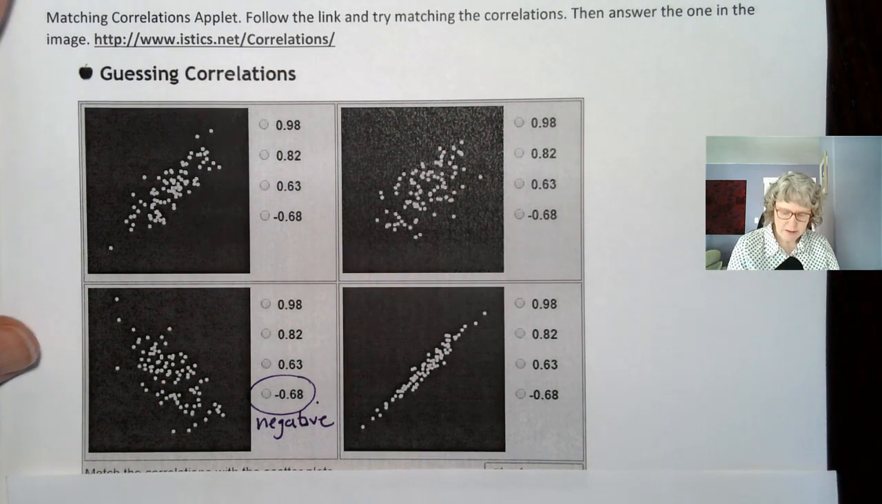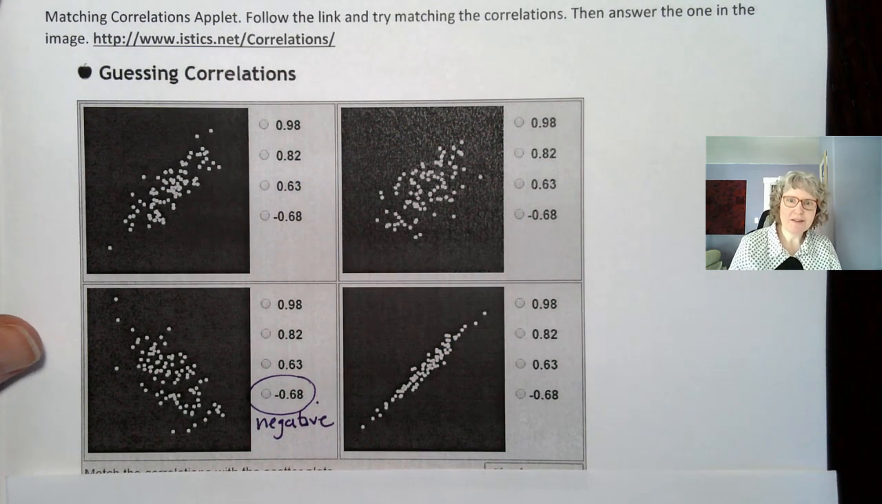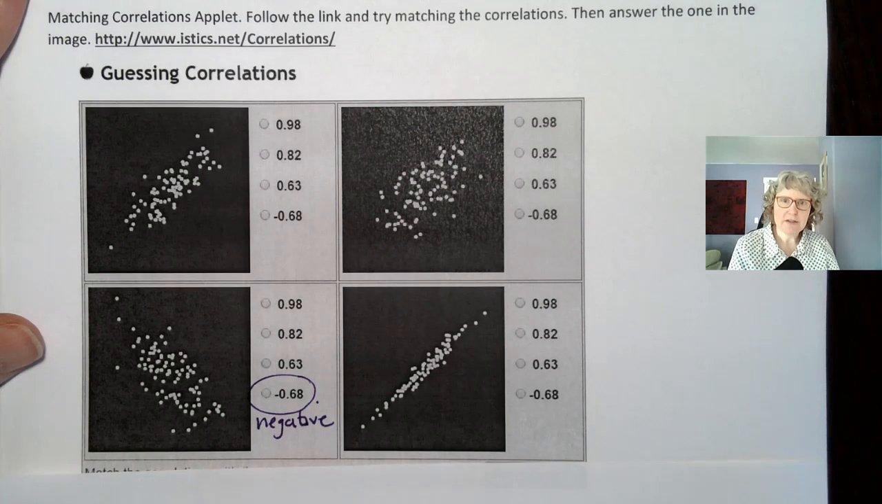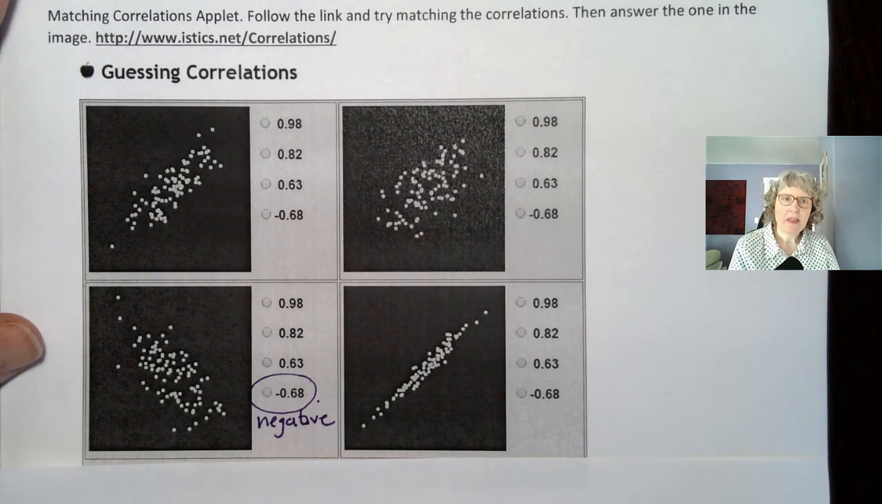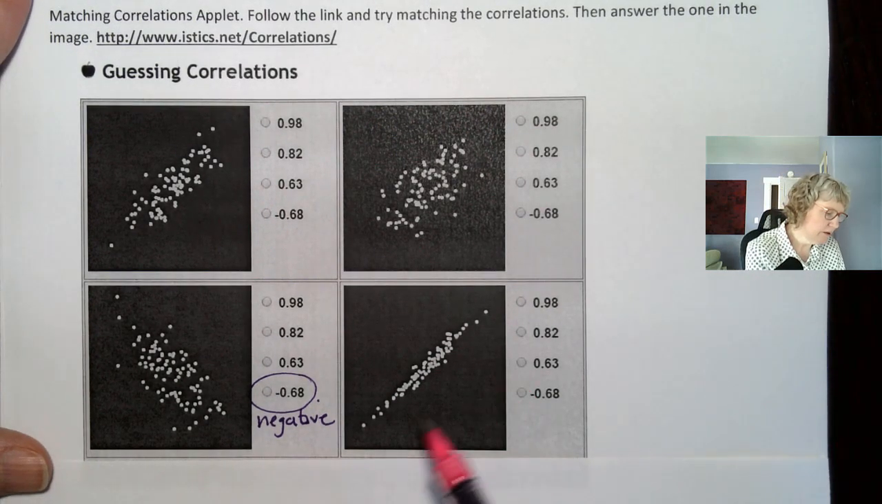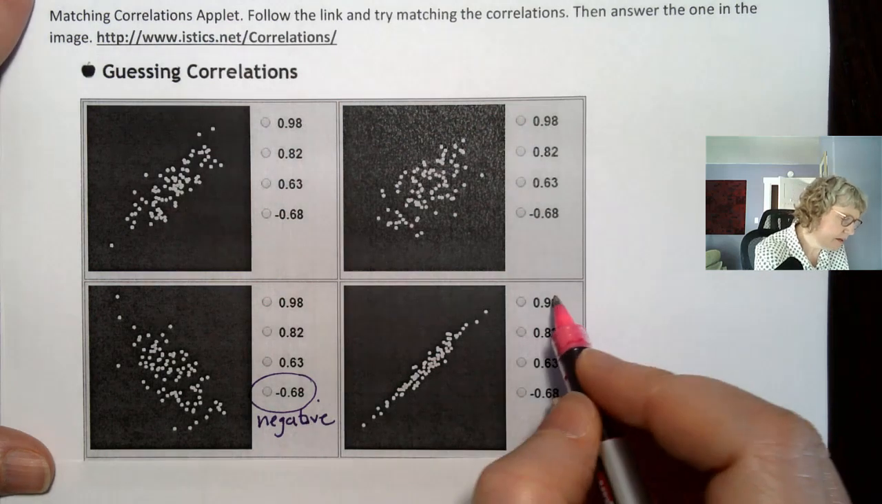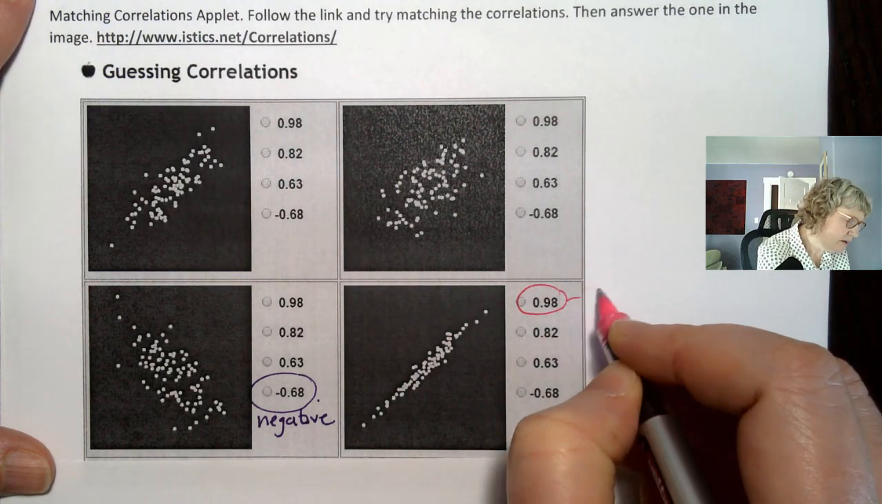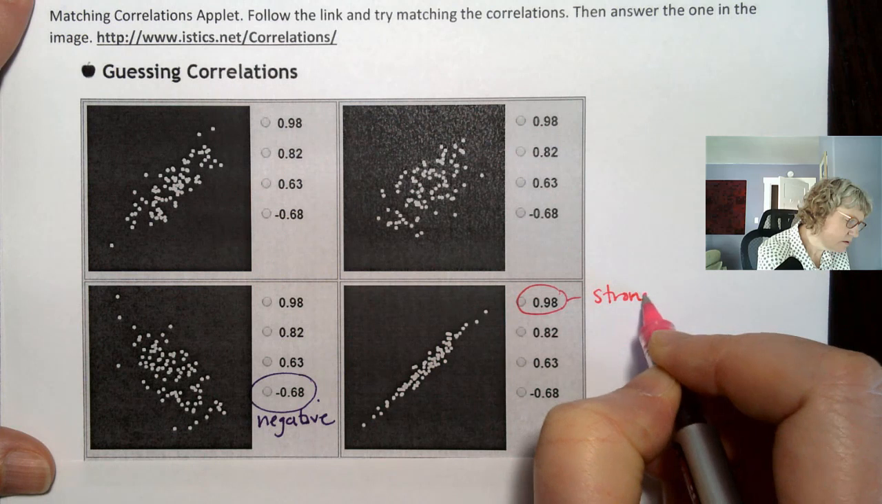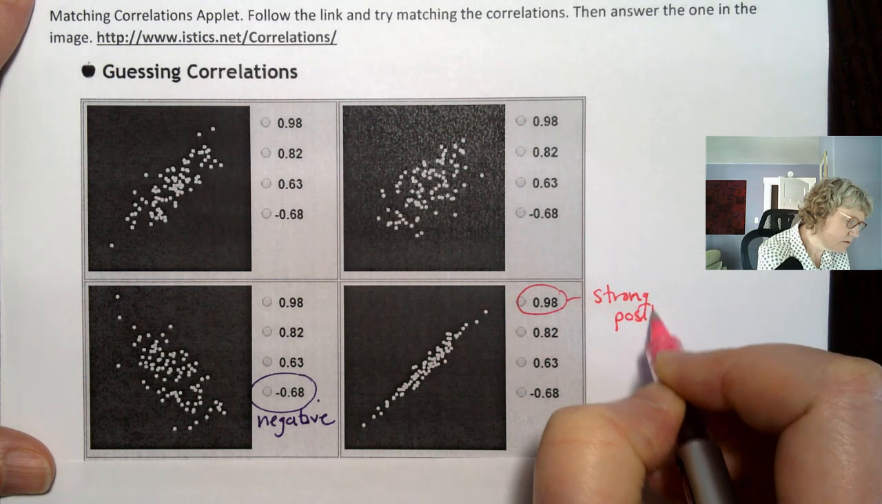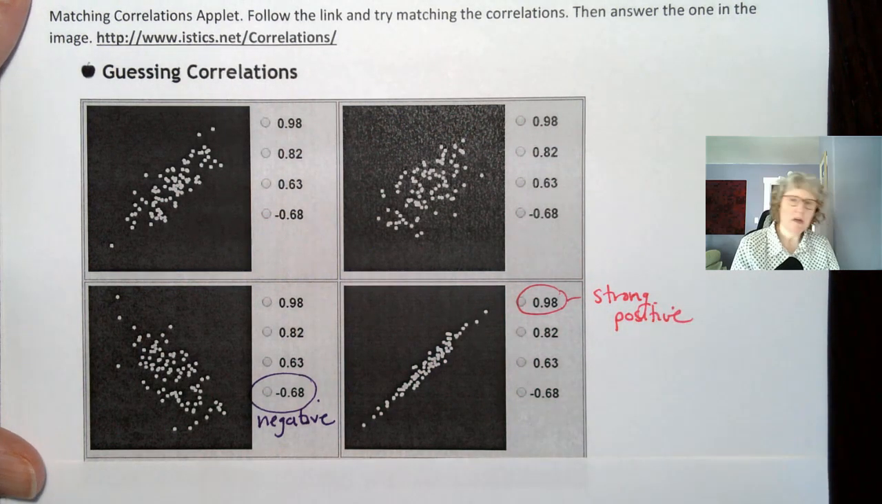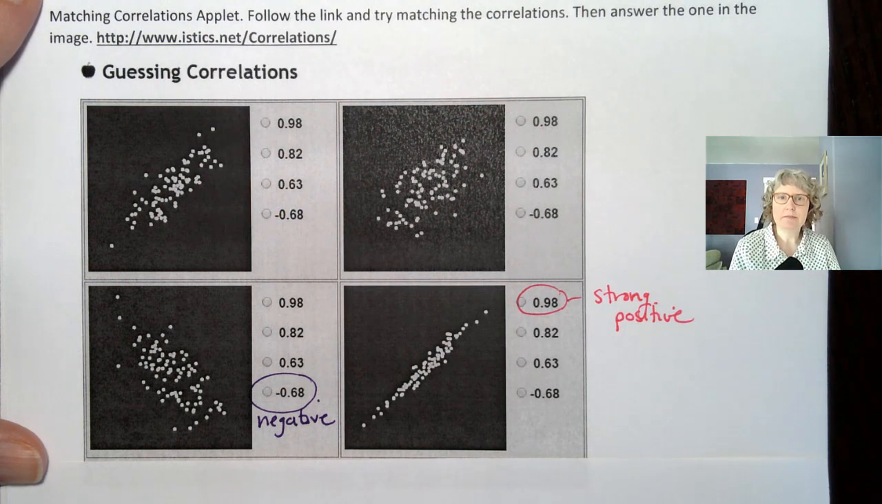Okay, now we've got to decide between the 3 positive ones. Which one looks the strongest to you? Okay, if you said the lower right, I agree. That one looks the strongest. So this is a strong positive. Those dots are the most tightly formed together in a line.